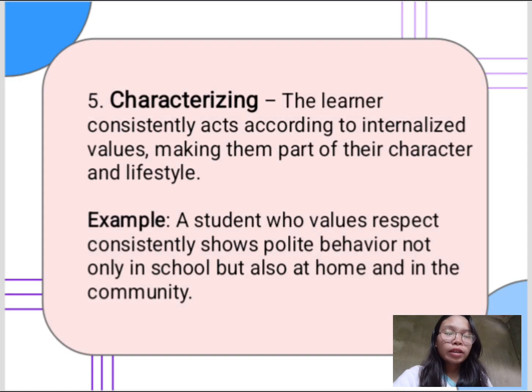And let's proceed to the last one, number five, characterizing. So the learner consistently acts according to internalized values, making them part of their character and lifestyle. So this is the highest level. The learner consistently demonstrates values in different situations, and these values become part of their character or lifestyle. So for example, a student who values respect consistently shows polite behavior not only in school but also at home and in the community.